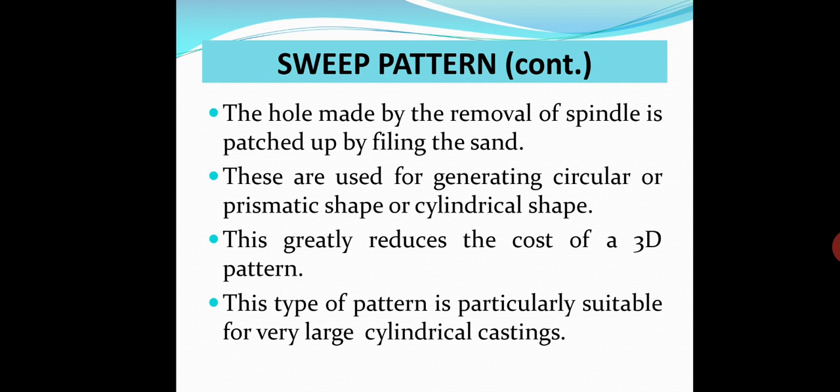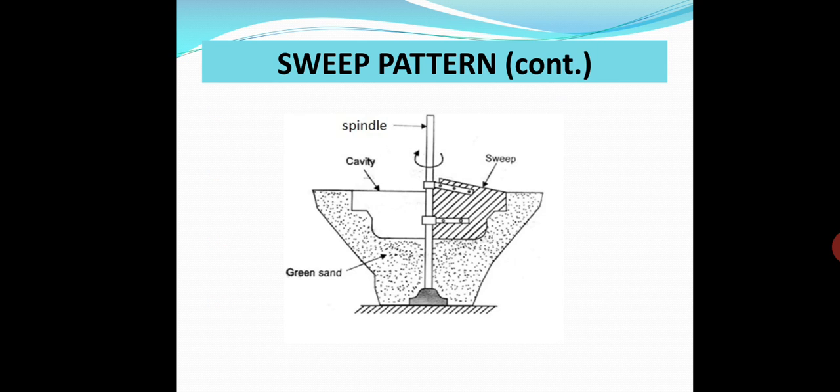These are used for generating circular, prismatic or cylindrical shapes. This greatly reduces the cost of a 3D pattern. This type of pattern is particularly suitable for very large cylindrical castings. So this is the diagram of a type of sweep pattern. So the spindle, the base and the sweep are shown here.